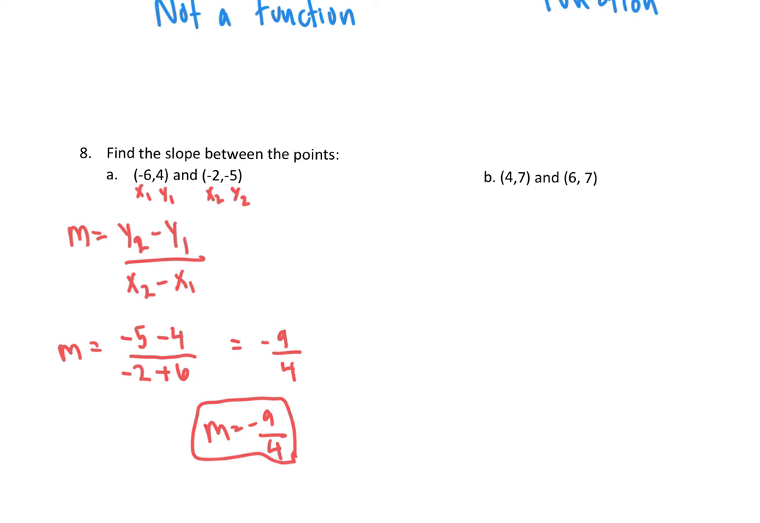Let's look at the next question. So we have y2, which is 7, minus y1, which is also 7, over x2 minus x1. So that is 0 over 2, which happens to be just 0. Because our slope is 0, that's a horizontal line.